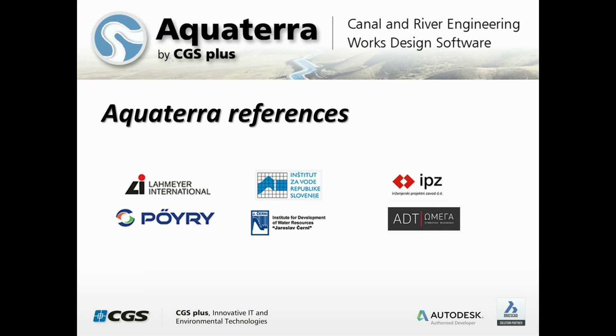And let's finally take a look at our references. So first, maybe Lechmar, which is a very big international company, also Poiri company. Then we have the Institute for Water Development of Jaroslav Cherny in Belgrade. I could mention also the ADT Omega company from Greece, the IPZIP from Croatia, a very big company, and finally, for example, Institute of Water, Republic Slovenia.